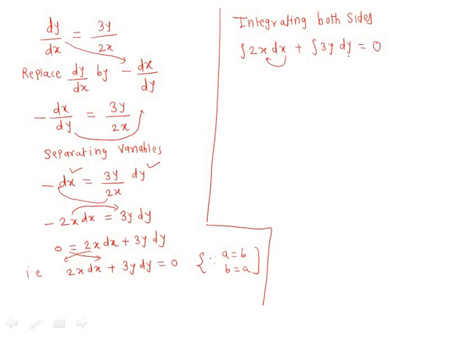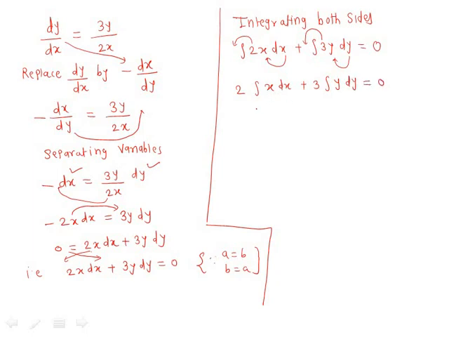Here, integration is with respect to dy. So we will have to take the integration of the y variable only. So this 2 is constant, keep it outside. This 3 is constant, keep it outside. So this 2x dx plus 3y dy is equal to 0.